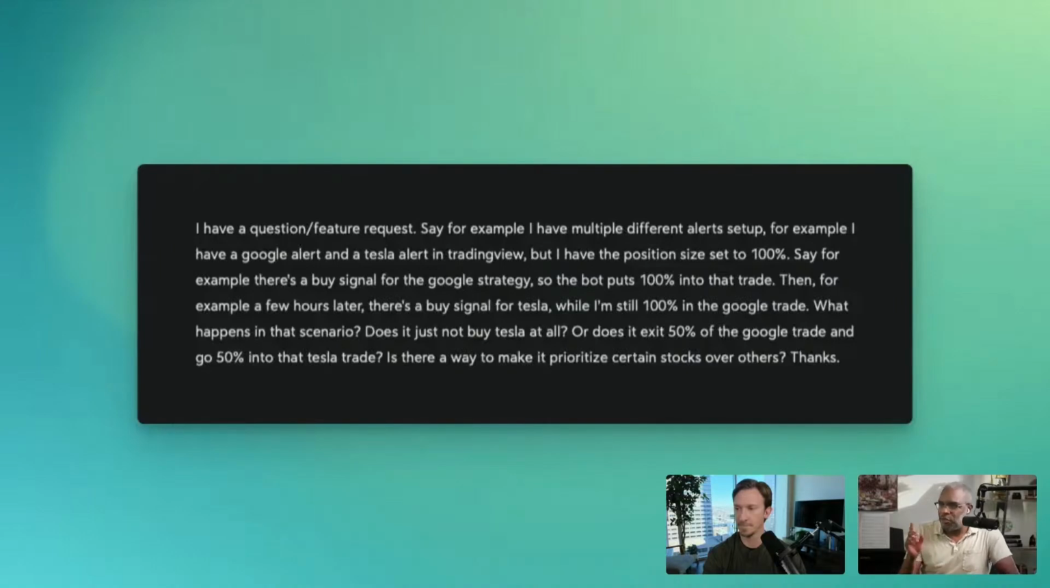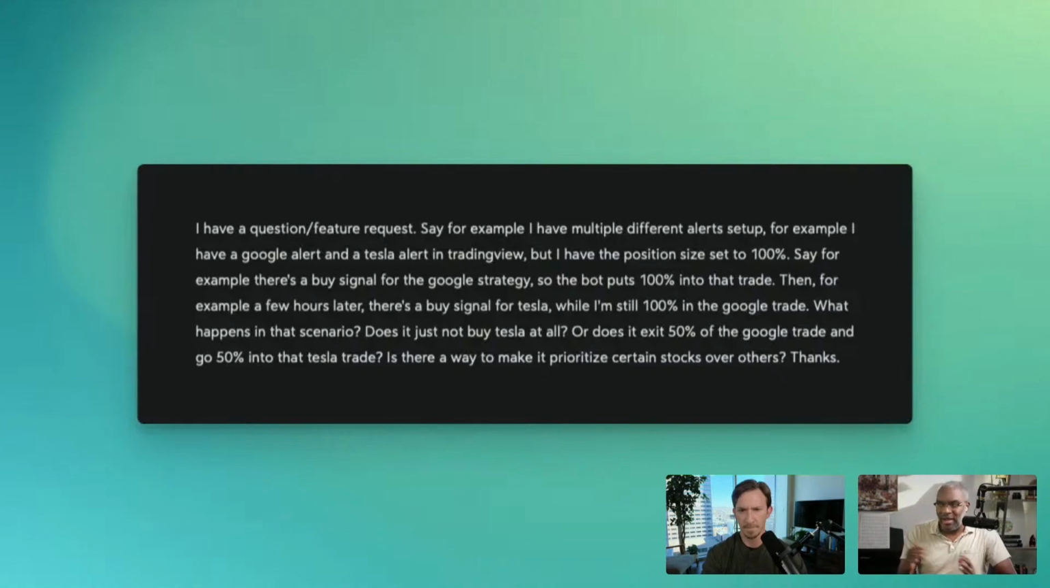I have a feature request question. Say, for example, I have multiple different alert setups. For example, I have a Google alert and a Tesla alert in TradingView, but I have the position size set to 100%. So, say there's a buy signal for the Google strategy, so the bot puts 100% into that trade. Then a few hours later, there's a buy signal for Tesla while I'm still 100% in the Google trade. What happens in that scenario?